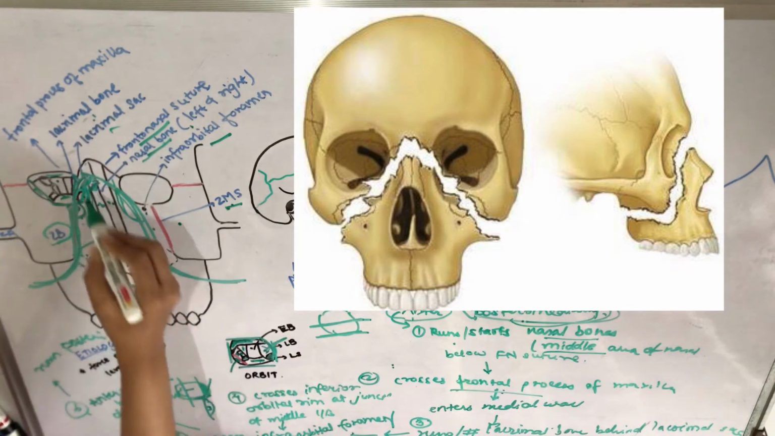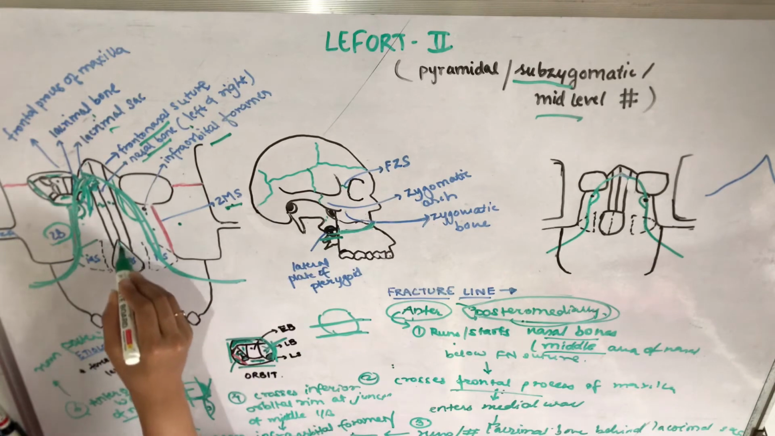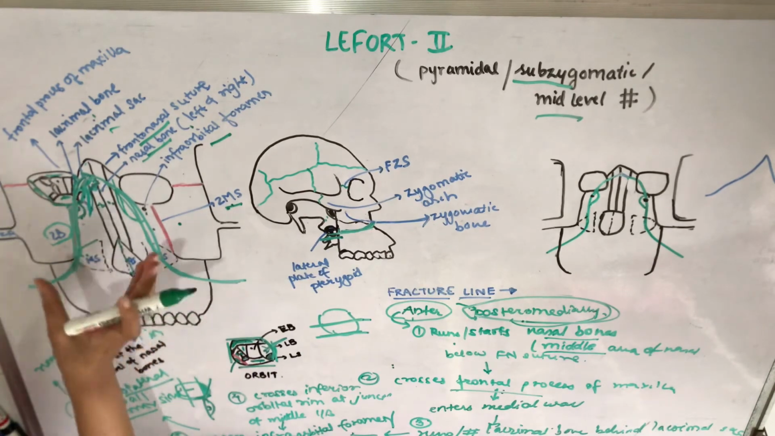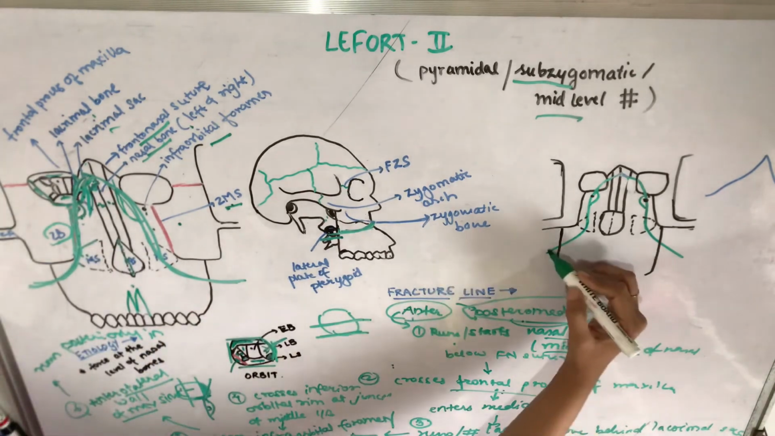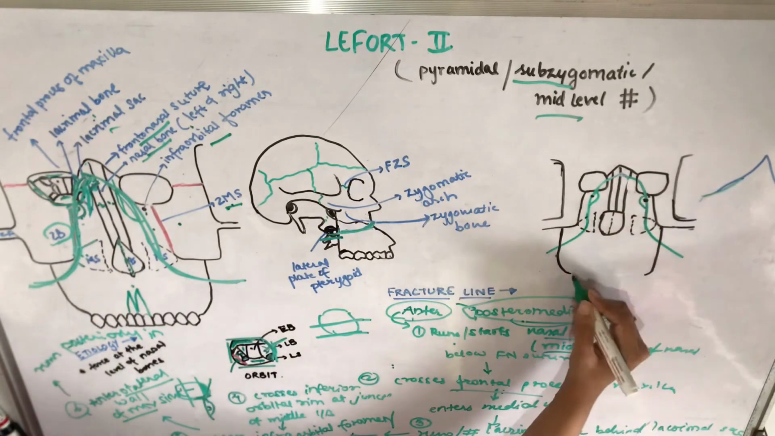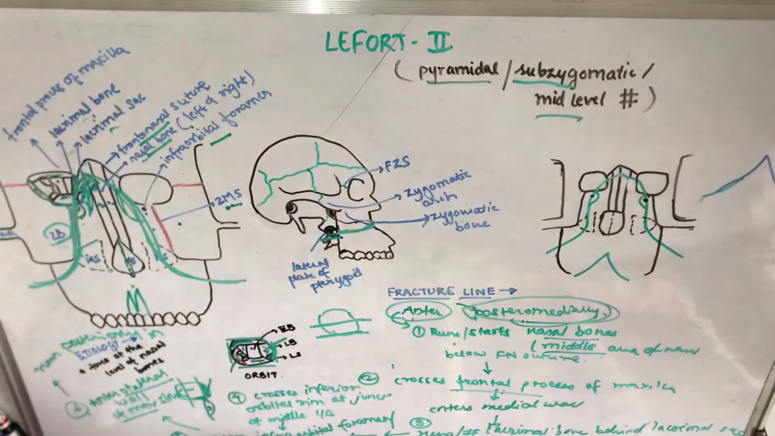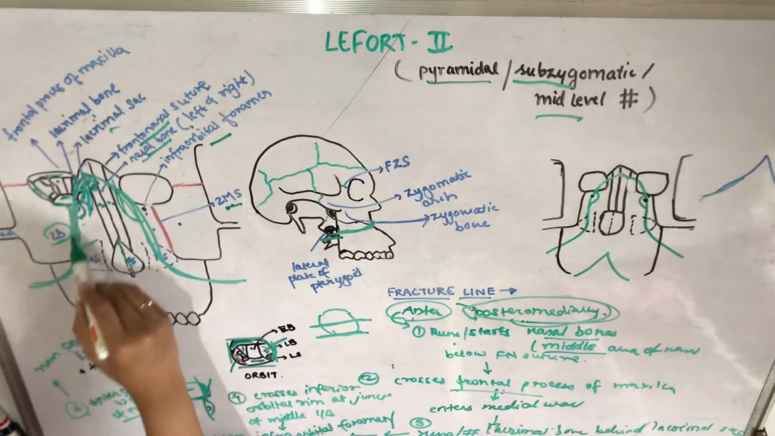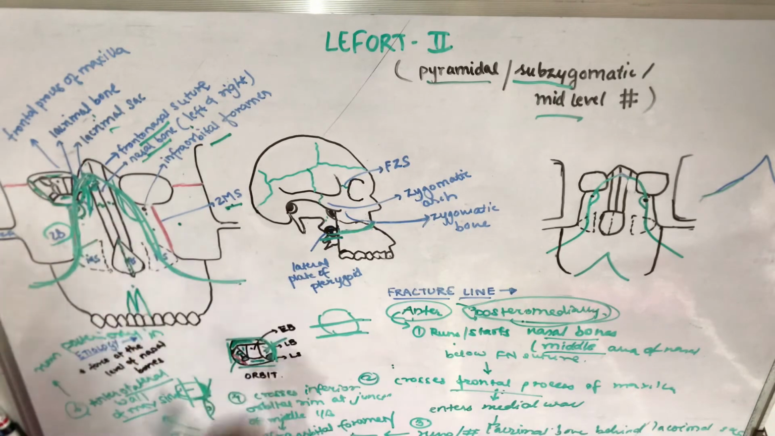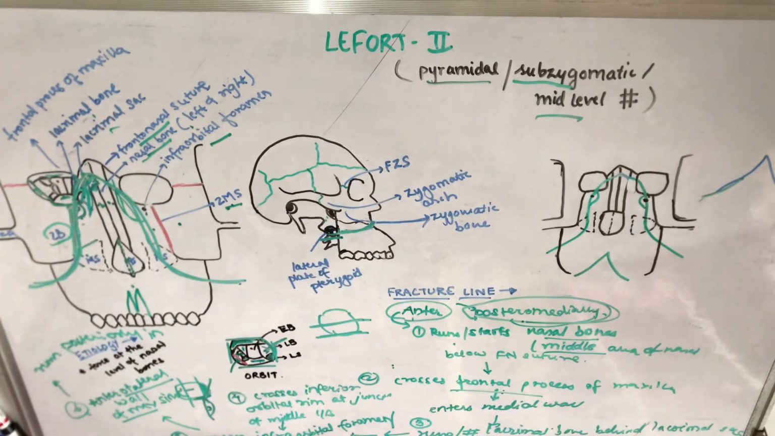And if it is bilateral, then this fracture is going through the nasal septum also, and because of that, it is completely separated. Now you can see, this is how your fracture line looks like. This fracture line looks like a pyramid, and hence it is known as a pyramidal fracture, because it has this shape of a pyramid. And this is all about the fracture lines. Now moving on towards the clinical features.